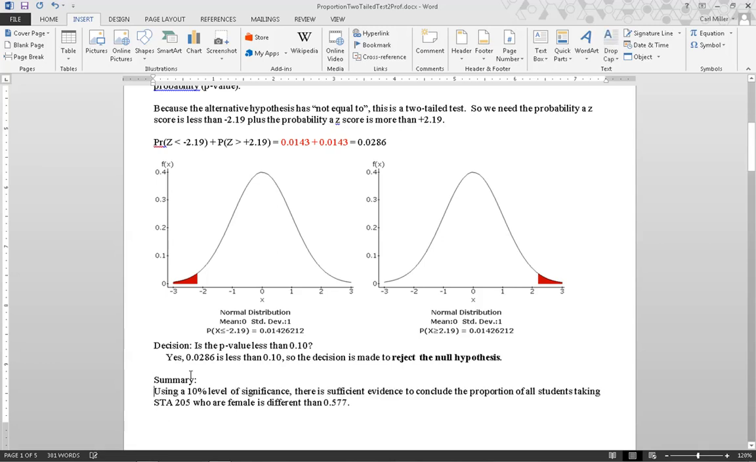In summary, using a 10% level of significance, there is sufficient evidence to conclude the proportion of all students taking Stat 205 who are female is different than 0.577. Further, since the z-score is positive, it can be concluded the true proportion of all students taking Stat 205 who are female is actually more than 0.577.